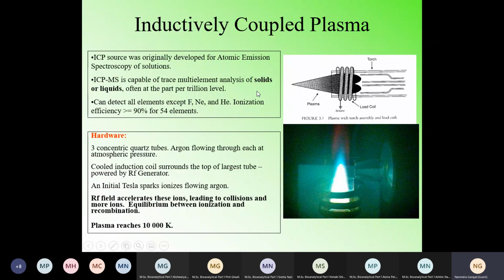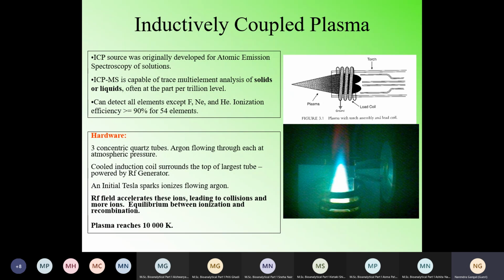Now, ICP-MS is capable of trace multi-element analysis. I can do very low traces in parts per billion, even parts per quadrillion. That kind of analysis can be done using ICP-MS. It can detect all the elements except fluorine, neon and helium. Ionization efficiency is greater than 90%, though again it depends. Although ICP is the source, it should be able to ionize my compound of interest, here inorganic elements. If it cannot ionize, then I cannot use ICP.